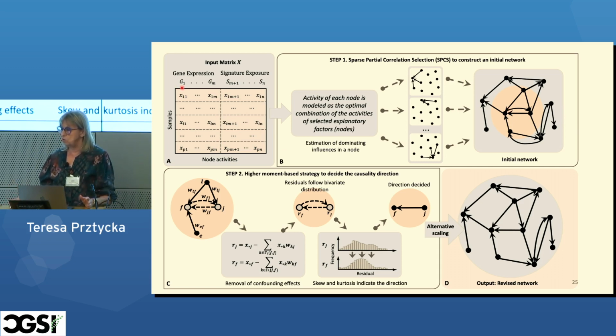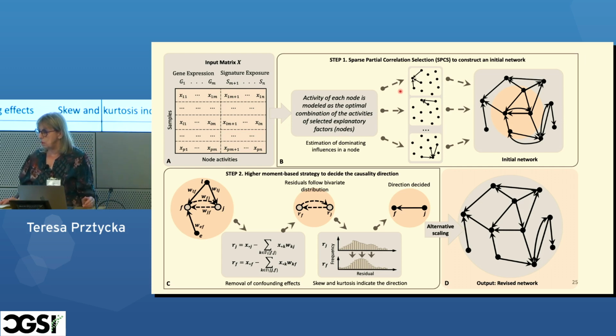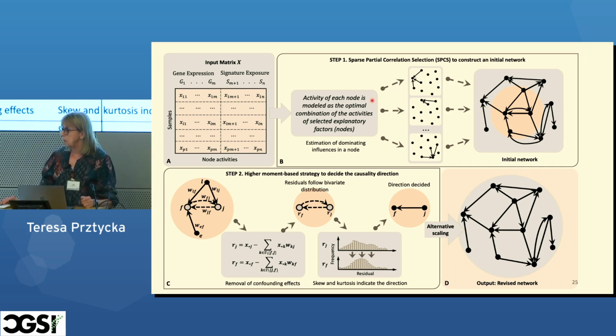But we start with the gene expression for the genes, and signature exposure for the signatures, and then the idea is to use sparse partial correlation techniques to explain the expression of each gene or signature as a linear combination of other nodes, which could also be genes and signatures.